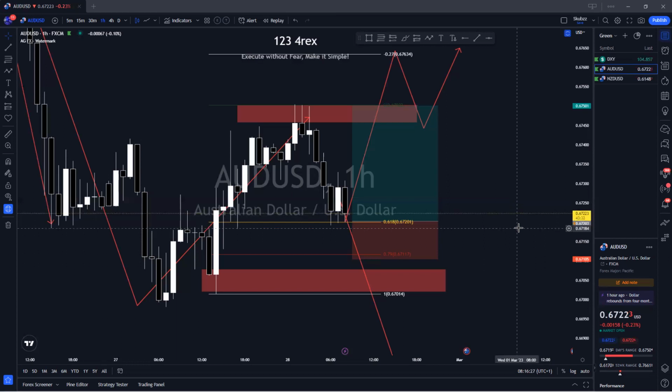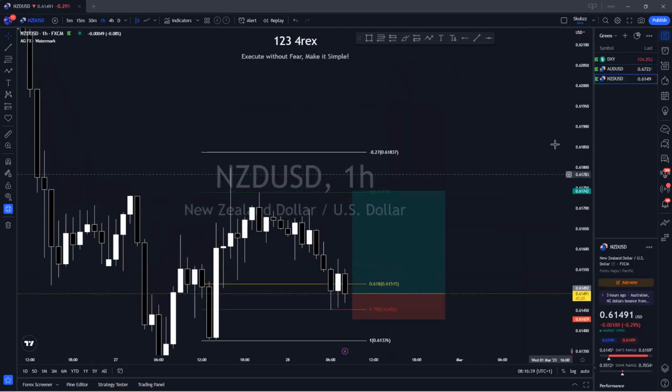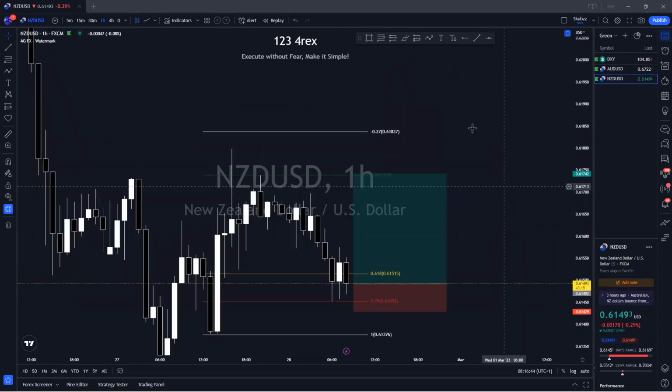Yes, GBP-USD. Please, if you are taking any of these trades, please use proper risk management. Even myself, I'm using proper risk management. It's just 1% of my account that I'm risking. Please, yeah, to be on the safer side. Risk management, guys.